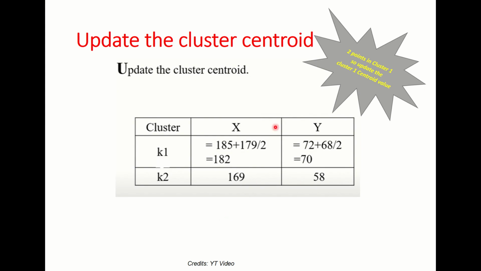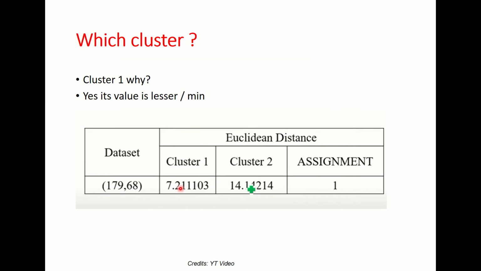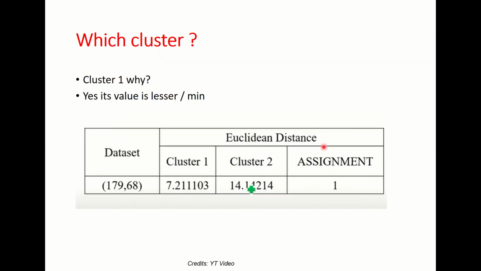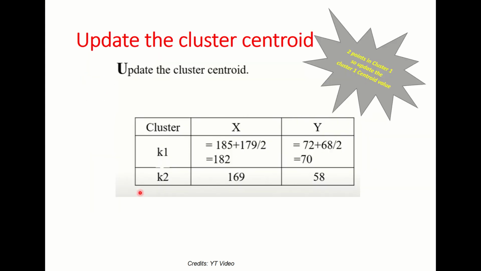So now you have already got a value in cluster 1, and you are going to add another value to it. So you need to update the cluster. How will you do that? You update 185 plus 179 divided by 2, and for the second coordinate, 72 plus 68 divided by 2. So you will get the new cluster value. This is your new K1 and this is your K2.